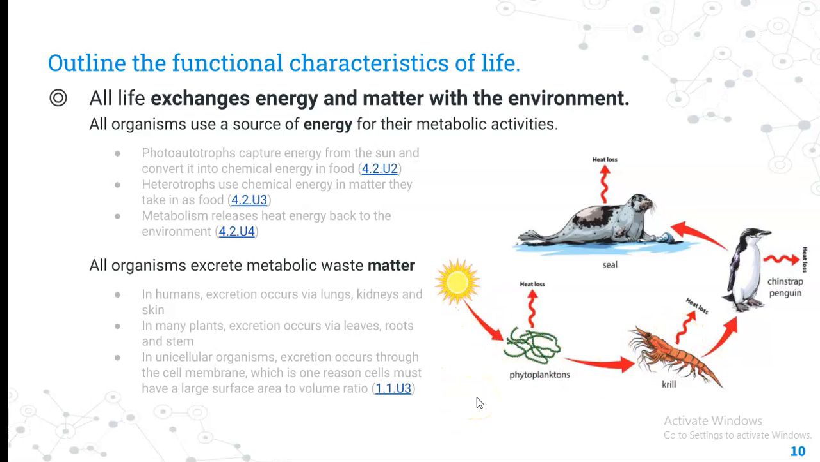We have discovered organisms that do not get energy from the sun, and they exist in the deep, dark areas of the ocean where sunlight cannot reach. And we believe that they get their energy instead geothermally from the center of the earth. Not only do all organisms use energy in some way, we also excrete metabolic waste matter. And so in us, we excrete through our lungs, carbon dioxide, our kidneys, urea, and our skin, sweat.